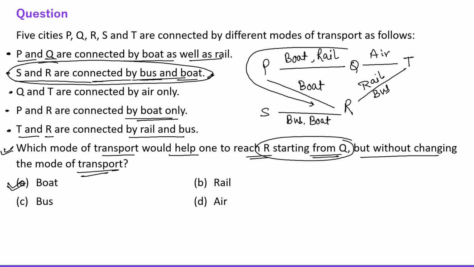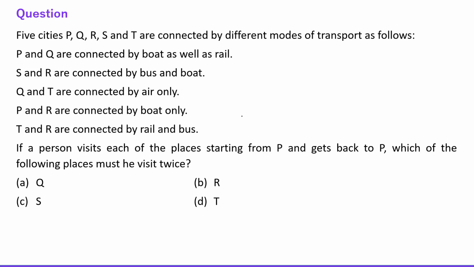All right. And friends, this is a clubbed question. Here with the same directions we have around 3-4 questions. So let's talk about the next question, and in the next question we will use the same diagram. Fine. The next question is based on the same directions, right? It is asking, if a person visits each of the places starting from P and gets back to P, okay, he has to start from P and come back to P, right?